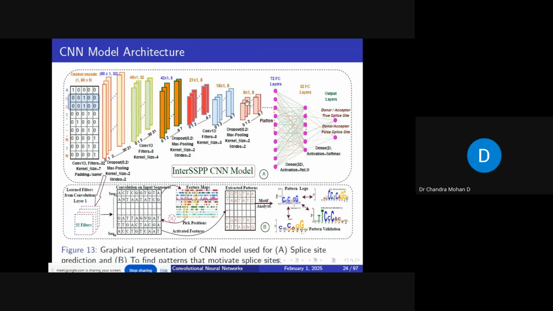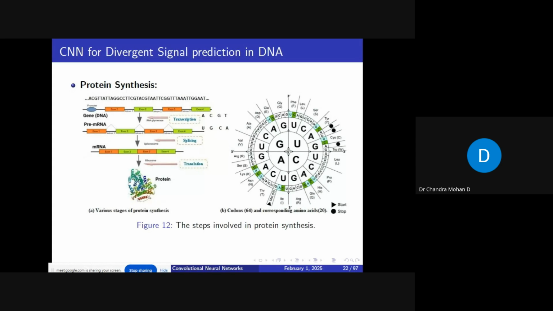So now this is one case study. What we did in this case study: I'll briefly give you some idea of what the problem is, how we understood the problem and how we derived the problem statement, then how we solved it. Suppose in the protein synthesis process, like how DNA converts into protein, first DNA converts into RNA, RNA converts into mRNA.